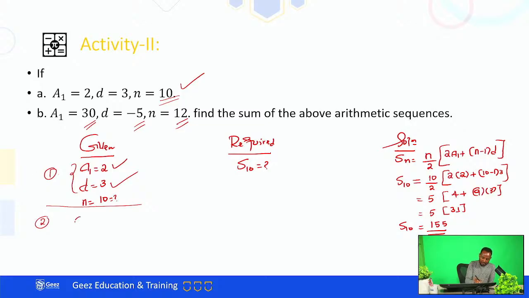So in the second one, the first term is 30, and common difference is minus 5 over here, and you are asked to find S12. So the required one is what? The sum of the first 12 terms of an arithmetic sequence.